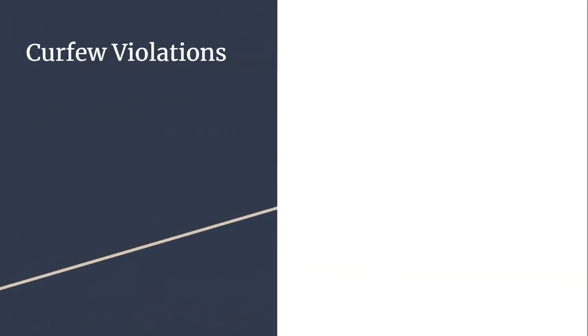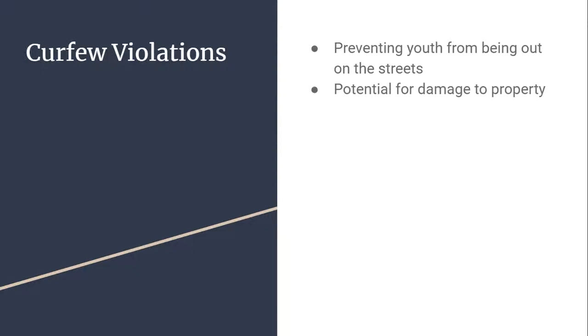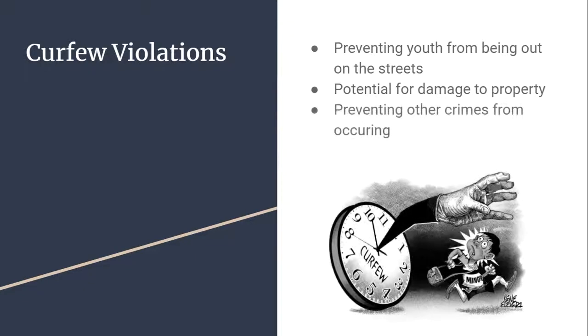Next, we're going to look at curfew violations. Preventing youth from being out on the streets late at night is something that the government's going to try and do. And there's a potential for the damage to property. If you have a bunch of young kids who are out past 11 o'clock at night, be it 1 or 2 in the morning, they're not walking to the store to get a loaf of bread for their mother. They're going to do things that are going to damage property and potentially injure themselves and others.